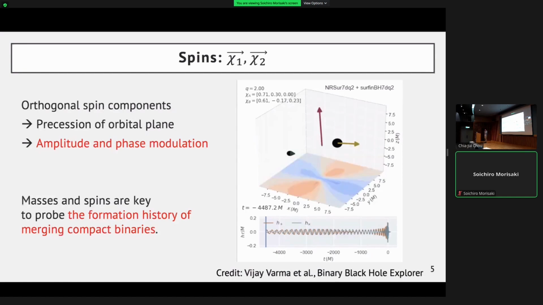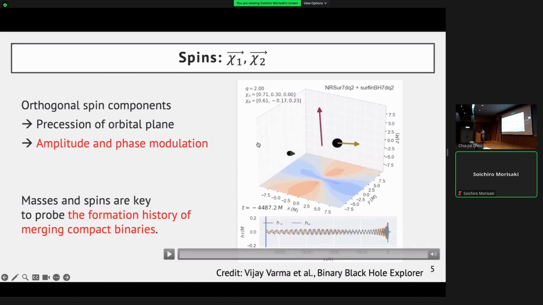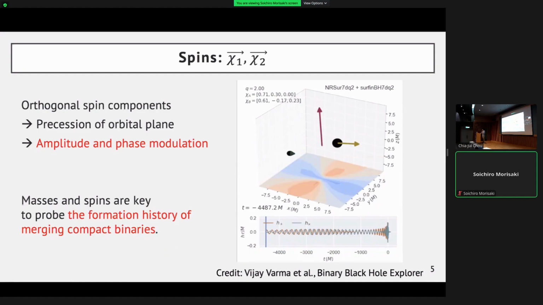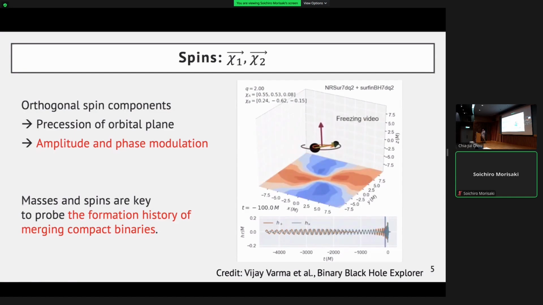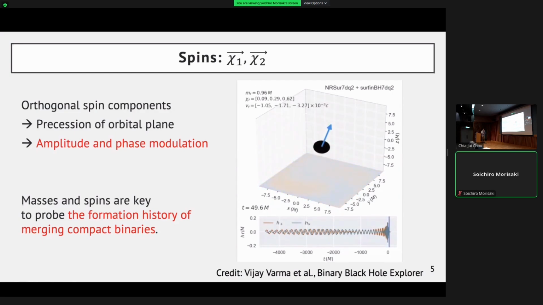In addition to the parallel spin components, we can also measure the spin components orthogonal to the orbital angular momentum. This video is going to show the binary evolution with non-vanishing orthogonal spin components. So let's start. What happens is that these orthogonal spin components cause the orbital plane to precess through the general relativity effect. You can see that the orbital angular momentum is slowly rotating in this movie. Reflecting this precession motion, as you can see in the lower panel, the amplitude and phase of the gravitational waveform slowly modulate.